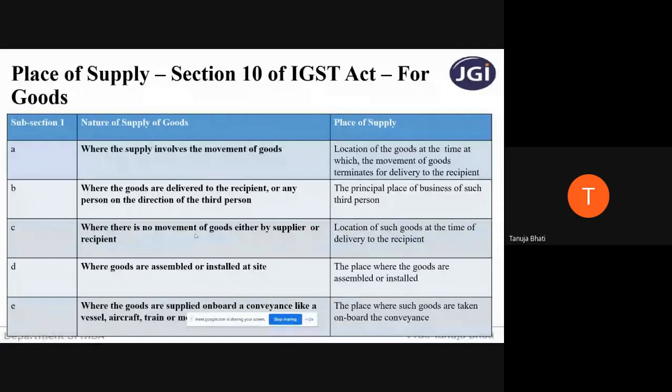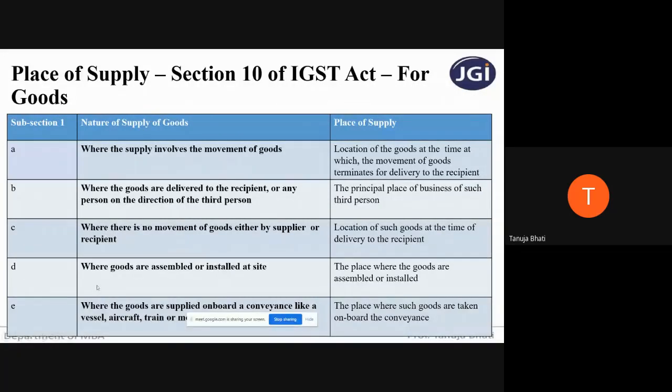In subsection 1 clause C, where there is no movement of goods either by the supplier or recipient. Suppose there is no movement of goods, then what is going to be the place of supply? Location of such goods at the time of delivery to the recipient. So what is the location of the goods when the goods are delivered to the recipient? Then that is going to be the place of supply. So clause C tells that where there is no movement of goods.